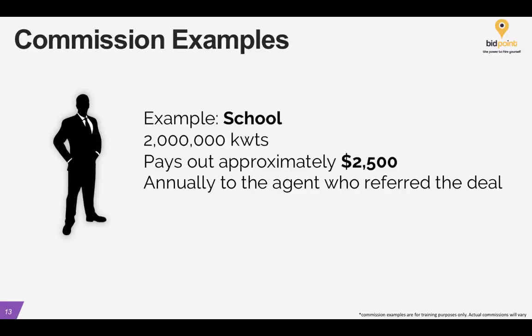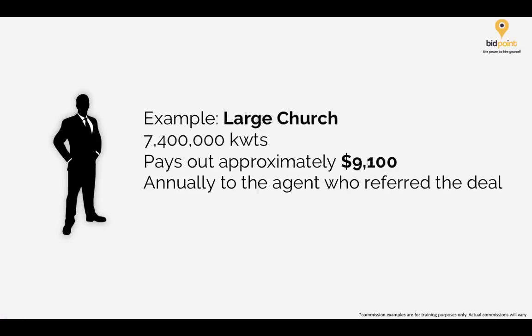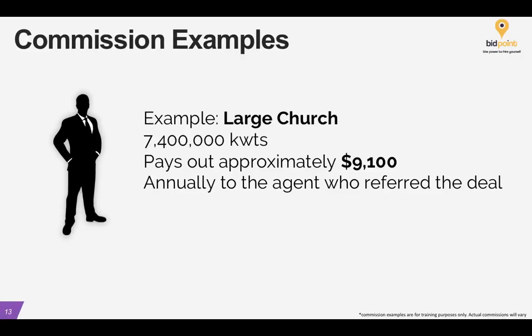As an example, a school using maybe 2 million kilowatts annually would be a residual income of $2,500 annually for the life of that customer to you, the agent that submitted that deal. Another example is this large church, 7.4 million kilowatts. That's one of the bigger mega churches, paying out approximately $9,100 annually to the agent who referred that deal. And we've seen hospitals submitted and closed, which is pretty amazing, that these pay out this kind of income. But it's there.